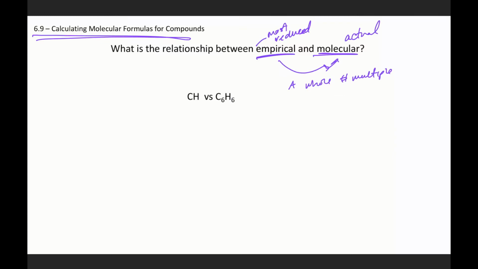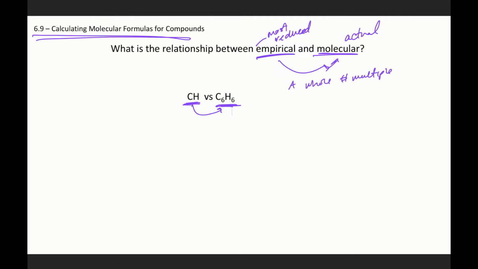If for whatever reason you ever end up with some math that tells you it's not a whole number multiple, you did something wrong. So use that as a telltale sign to reconsider your steps along the way. If CH is my empirical and C6H6 is my molecular, because if I divide both by 6, I'd end up at CH. Now, if I multiply my atoms by 6, clearly that means my mass would multiply by 6.